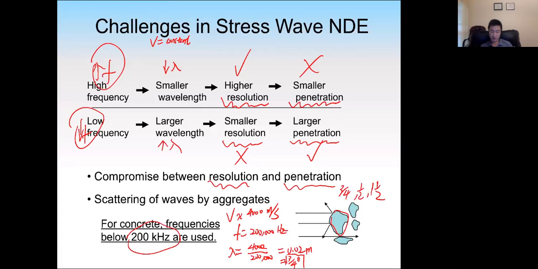The reason we use a wavelength about the size of the coarse aggregate is because if the wavelength is smaller than the coarse aggregate, the wave cannot easily pass the aggregate. So as a result, the wave cannot penetrate deep enough inside the concrete. If the wavelength is too large, it can easily pass around the coarse aggregate, but the resolution will not be as good. It cannot detect smaller flaws. So that's the reason we use 200 kHz, because in that case, the wavelength is around 2 centimeters or 3/4 inch, which is about the size of the coarse aggregate.